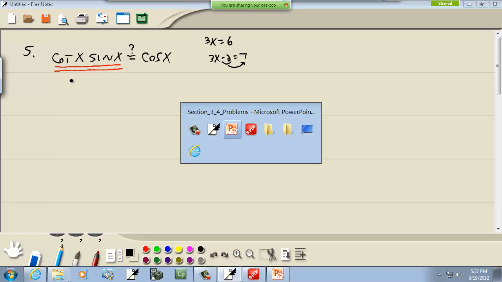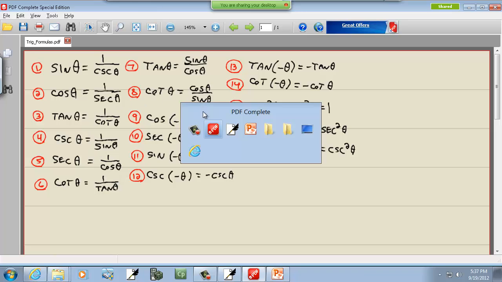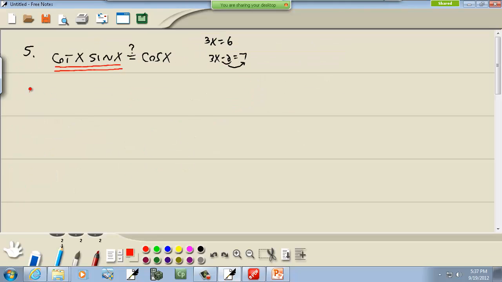Well, cotangent is cosine over sine. Cotangent is, where in the world is it? There it is. Cotangent is cosine over sine, number 8. So this becomes cosine x over sine x, and that still times the sine x here. Now, one of the tricks that you use is you try to rewrite everything in terms of sine and cosine and see what happens. Sometimes that works, sometimes it doesn't. This time, when I rewrote it, I see that the sines will actually cancel. And that leaves us cosine x, which is the right side.